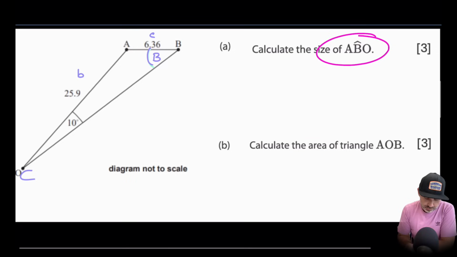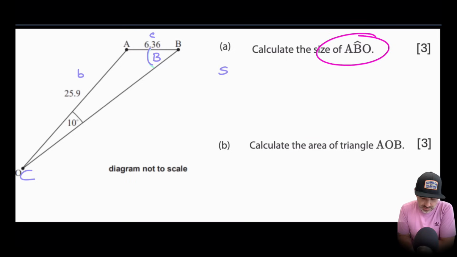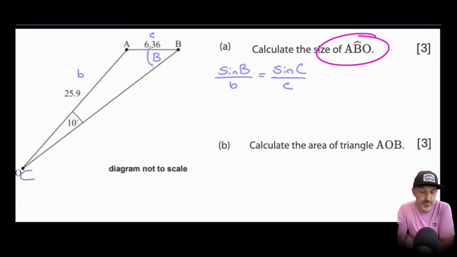So therefore we can set up a relationship where we have sine B over b is equal to sine C over c. Now, if you notice, I set up the sine on the numerator because I said if you're trying to find an angle, that's sometimes a little bit easier. It just means less working out later down the line. So what is sine B? Well, we don't know that. That's what we're going to try and find.